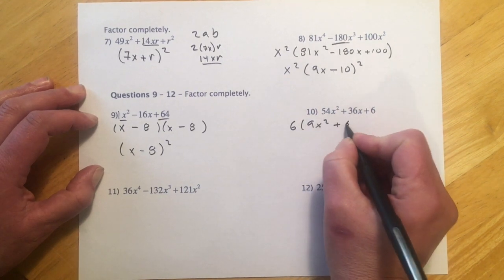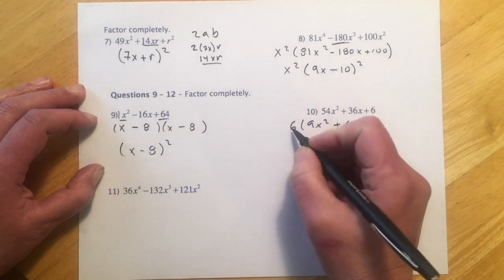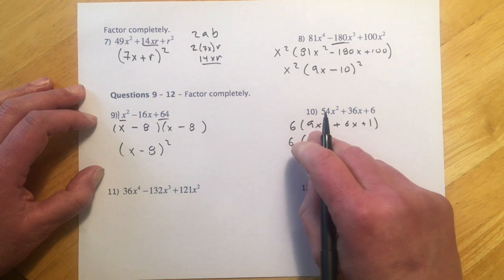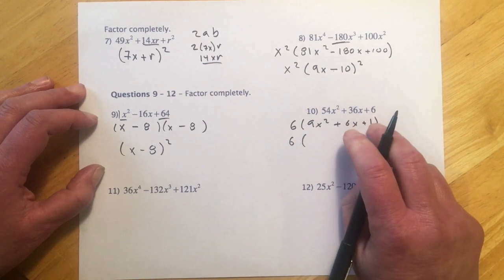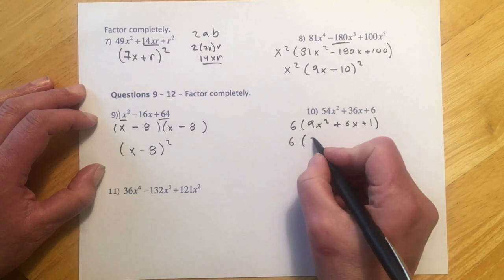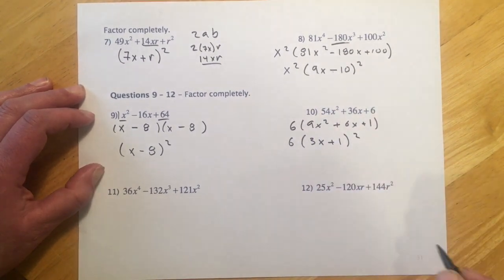6 into 36 is 6x, and 6 into 6 would make 1. And so now that the 6 is all taken care of, I'm just going to work on the inside. I see a 9x squared. 1 is a perfect square. It's a boring one, but 1 times 1 is 1. So likely this is going to turn out to be (3x + 1) squared.